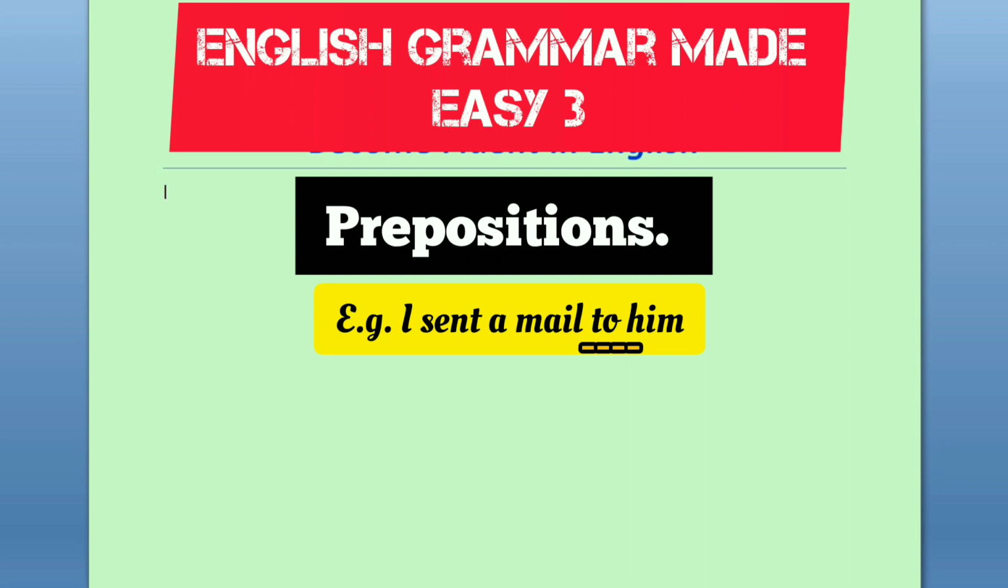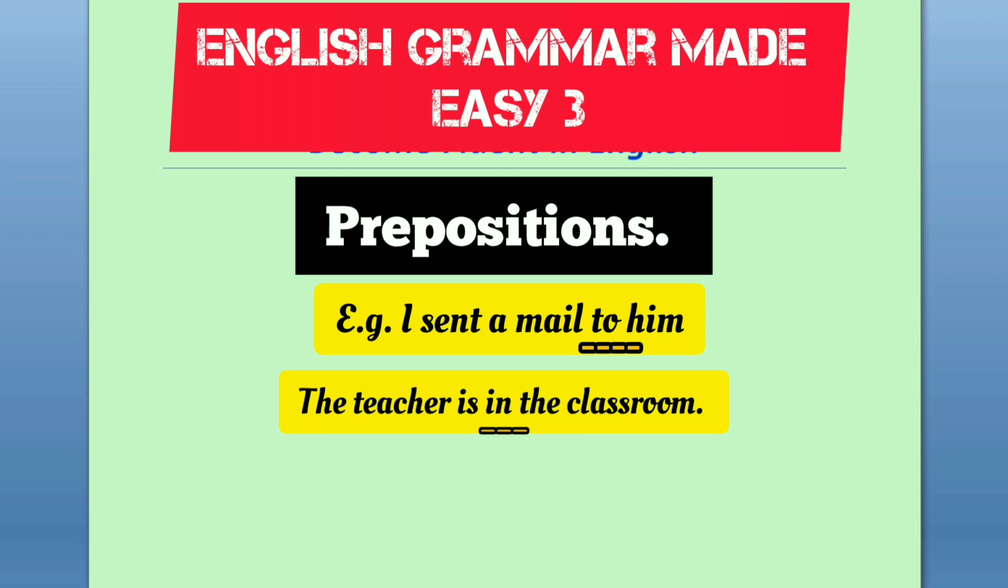The next is: the teacher is in the classroom. It tells me about the location, the place of the teacher. So the preposition "in" is telling me about the location. The next example: he called me in the morning. This preposition "in" is also used to talk about time, that it happened in the morning. In this way we can use prepositions to show direction, location, time, or situation of someone or something. I hope it's crystal clear.